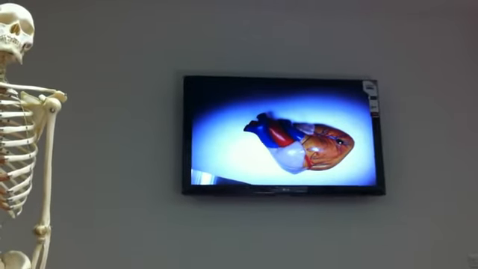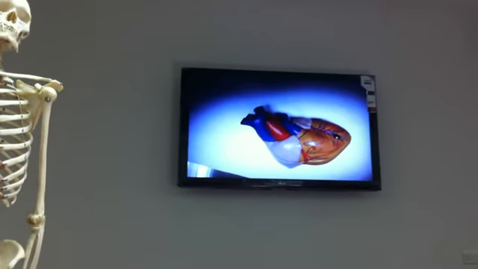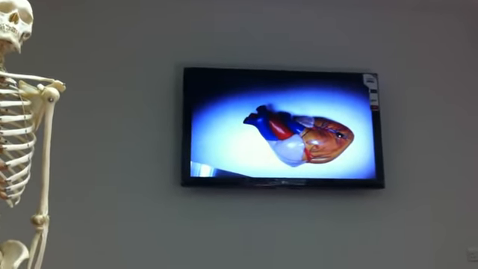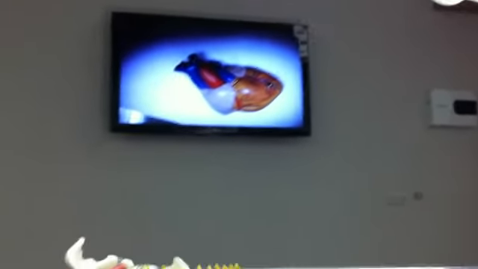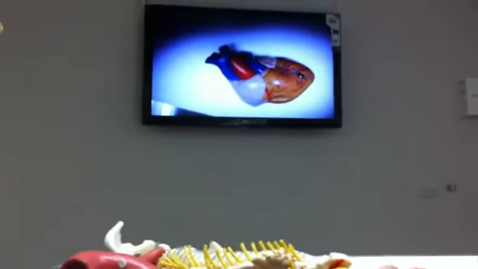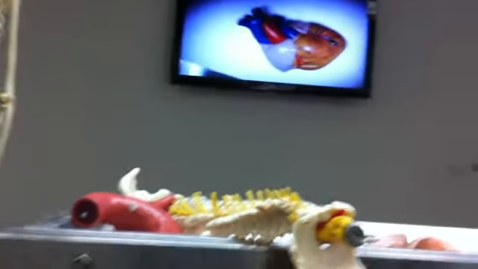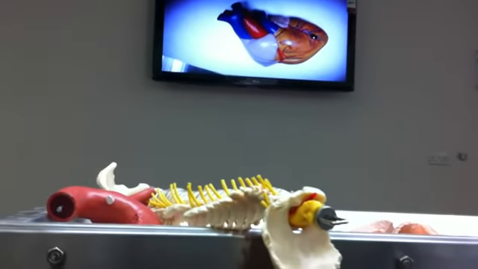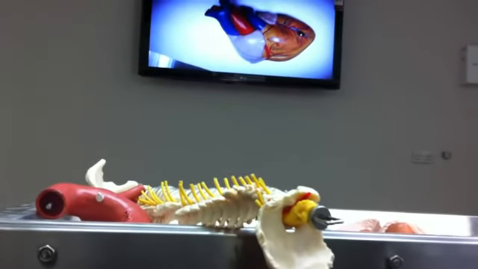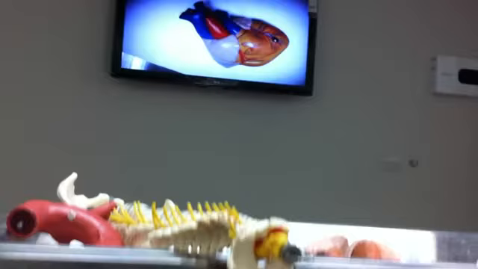Okay? The heart is present in the mediastinum, in the middle mediastinum. It gives rise to the ascending aorta and the pulmonary trunk, and receives the superior vena cava and inferior vena cava. It has four chambers, which we will cover twice. But what matters to me today is the external features of the heart.